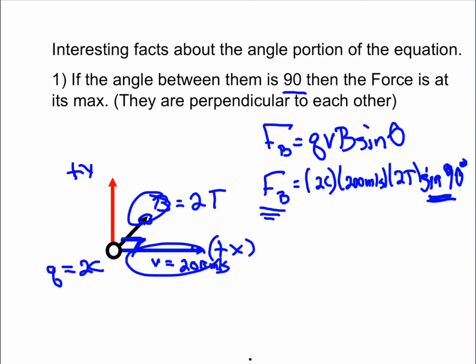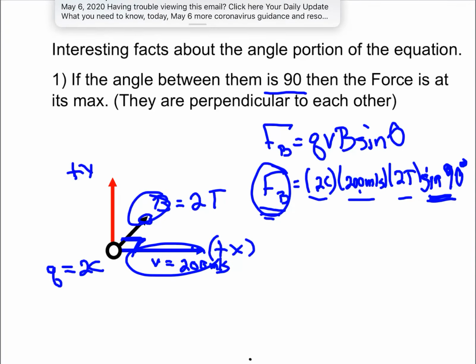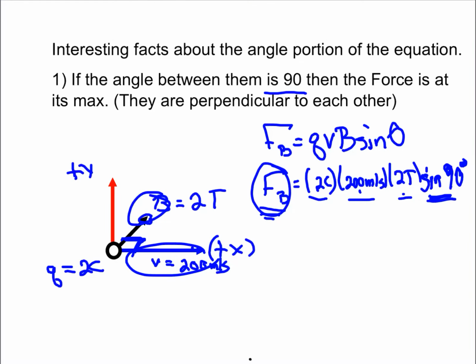So when it's at 90 degrees, or rather when the velocity and the magnetic field are perpendicular to each other, the force is going to be at a maximum based on these other pieces of information. So it's the biggest it could be with a 2 Coulomb charge moving at 200 meters per second through a 2 Tesla magnetic field. And just for the sake of completeness, let's find out the value of it.